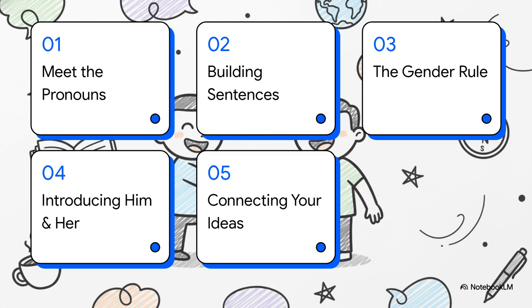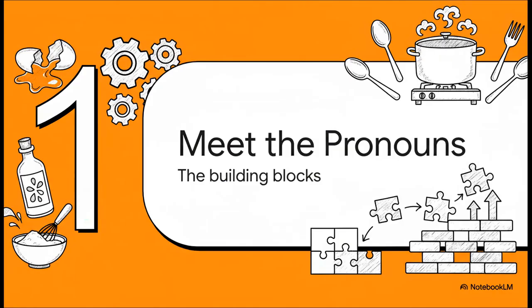Okay, here's our game plan. First, we'll meet the pronouns, the absolute basics. Then we'll use them to build actual sentences. After that, we'll cover a really important gender rule, learn to introduce other people, and finally, stick it all together. Simple, right? All right, first things first, we need our ingredients. And in language, that starts with pronouns. You can't really talk about anyone, yourself or others, without them. So let's get these essential building blocks down.